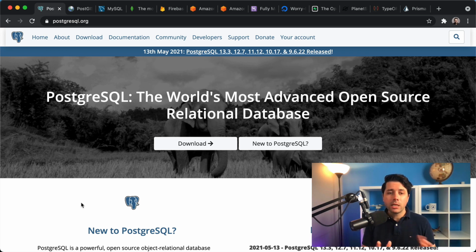So with that in mind, let's take a look at some of the options out there. Probably one of the most popular ones is Postgres. Postgres is a very battle-tested, tried-and-true database, a relational database. It's open source and it's used by a lot of big companies in a lot of big settings.